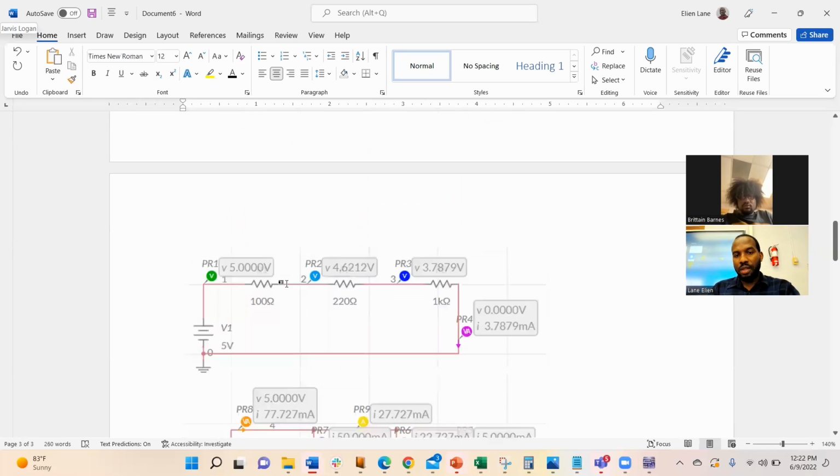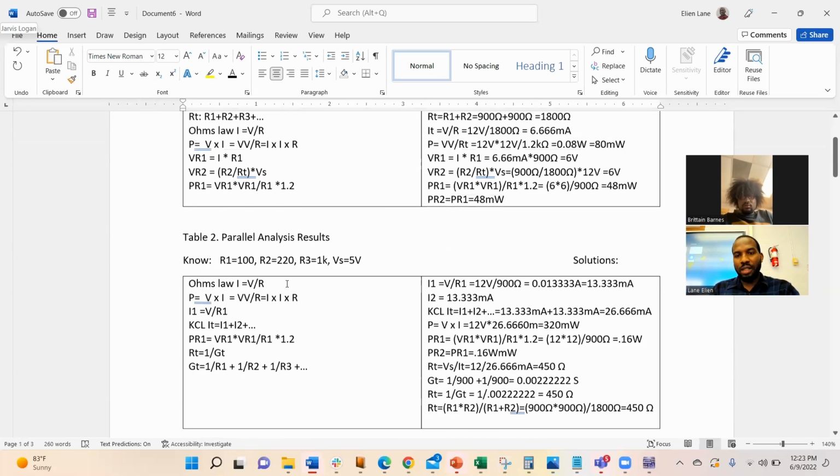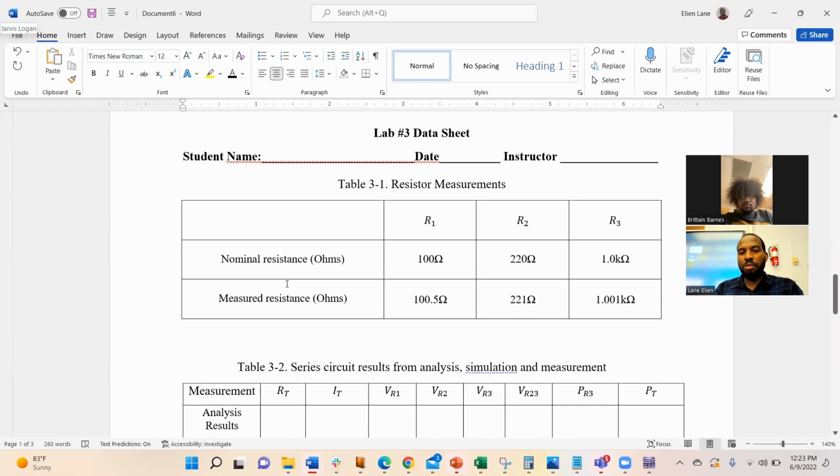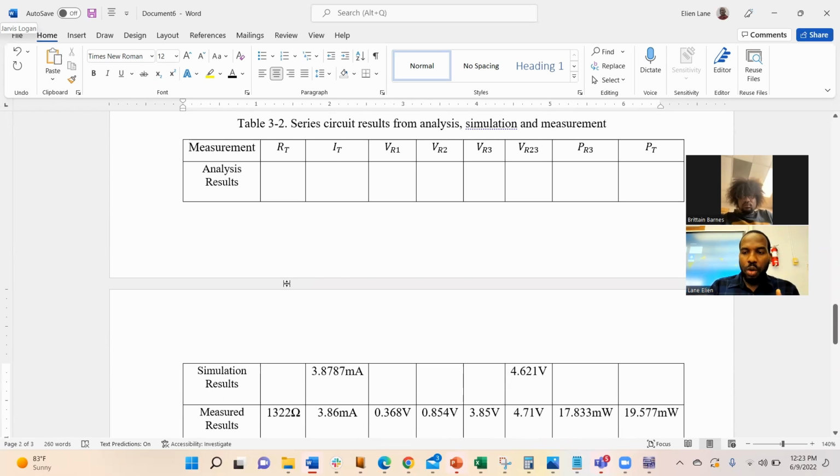If you complete the table here, you're going to have pretty much the same results in your analysis, and you'll be able to copy it in the table. So your table should be complete. You need to know how to do analysis. This is one of the objectives of the lab. You need to know how to use the simulation tool to obtain your results. This is another objective of the lab. And the last objective, you need to know how to obtain the measurement results, using the digital multimeter to do those measurements.